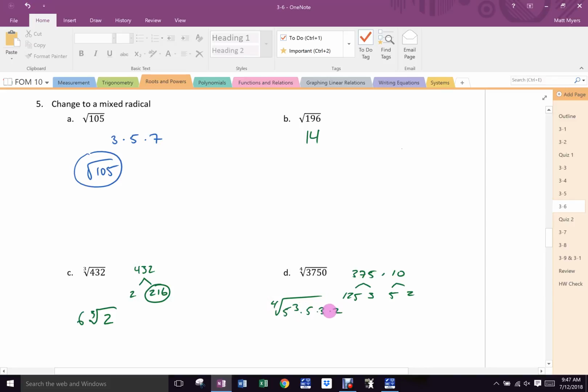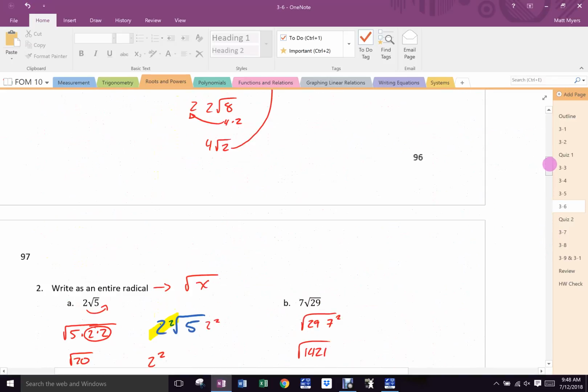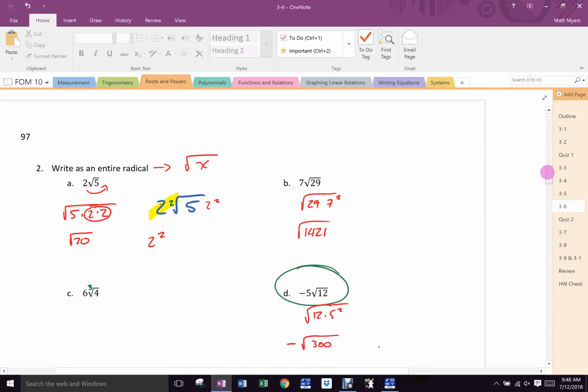Of getting the mixed radical into the entire. So if there's a single 3 out there, how many 3s were under there? Group of 2. So 2, and there were two 3s under there. What's 3 times 3? Times 2? Root 18. It is this part right there, top of page 97.